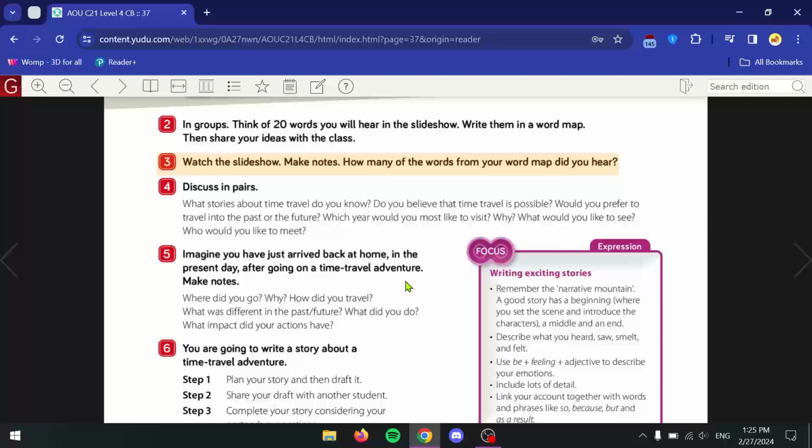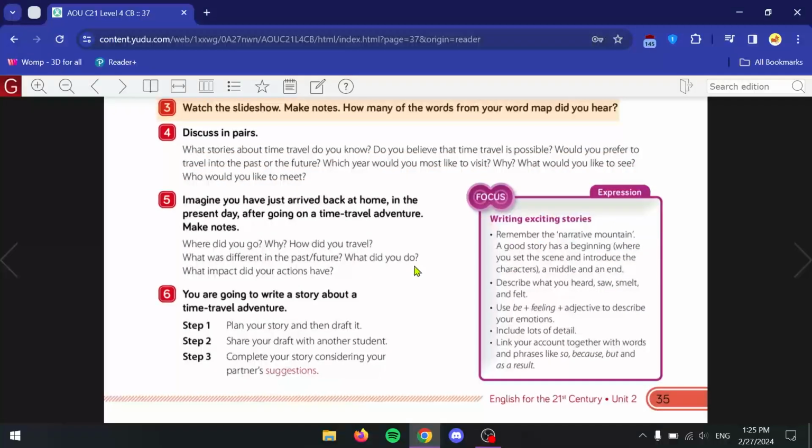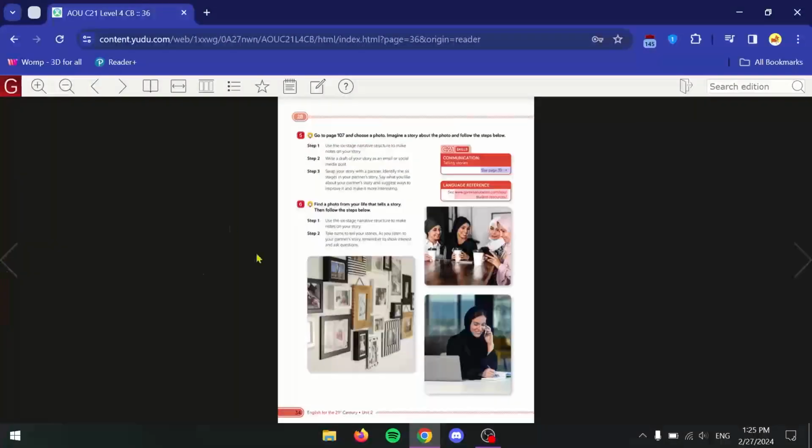All right, now let's take a look at writing exciting stories. This will be related to Unit 2B, if you guys remember, and I'll tell you why in a second. Remember the narrative mountain right here, which is the one we talked about before. Just give me a second.